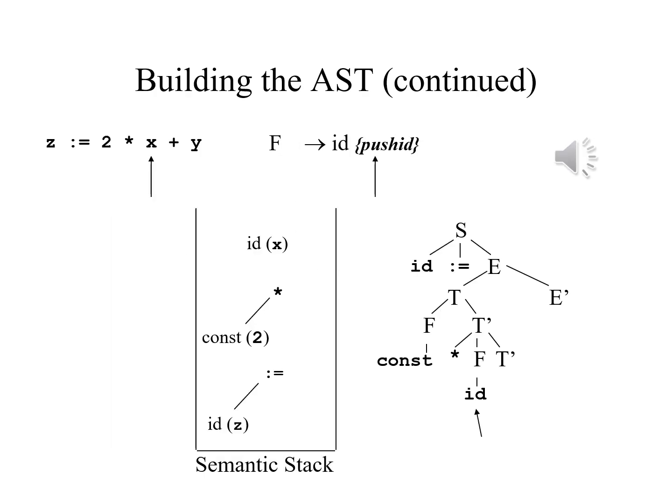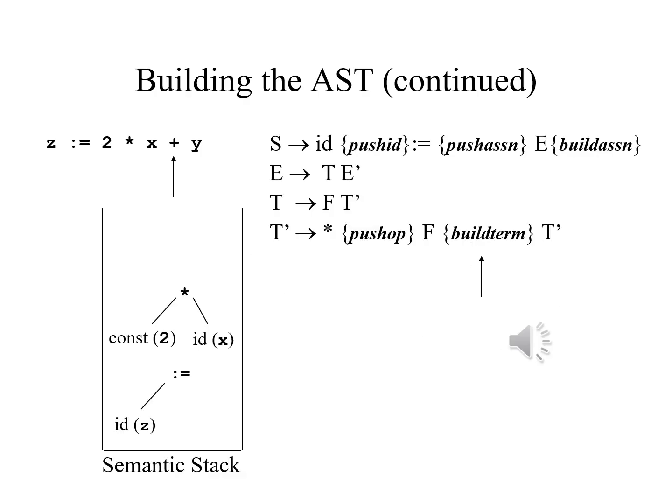What you see here is another look at what we had before. F derives id, push id. We see the identifier on top of the semantic stack with the two tree fragments below it. You can also see here the identifier in question in our parse tree. What we have on the semantic stack are a couple of various tree fragments. These will be put together to create a tree in due time.